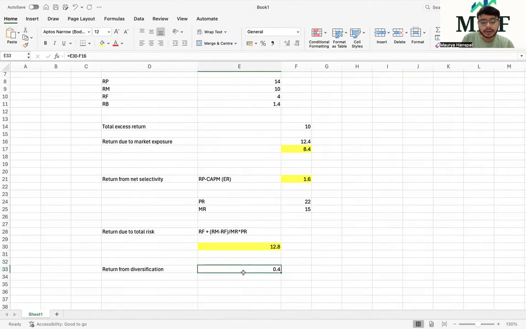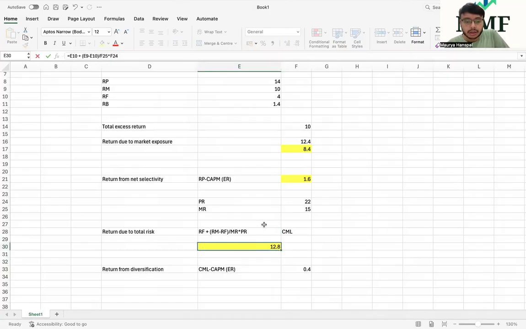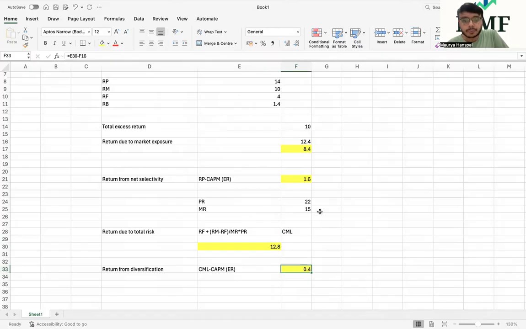But the formula for the return from diversification is simply CML return minus CAPM expected return. ये जो मैंने फॉर्मूला आपको बताया है ना, इस पर कैपिटल मार्केट लाइन का मैंने आपको ये फॉर्मूला बताया है, राइट. So return from diversification is 0.4%.